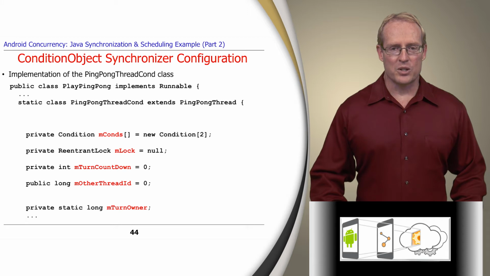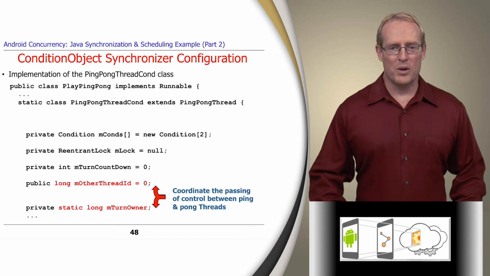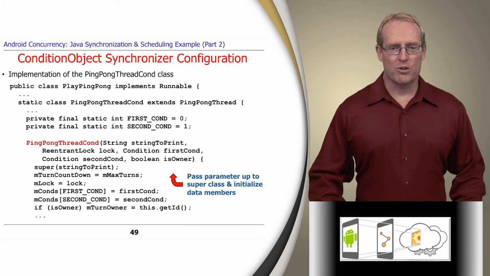These data members include a 2-element array of Java conditions that are used together with a reentrant lock to schedule the order in which its acquire and release hook methods consecutively print ping or pong in the superclass's run template method during a turn. Two other data members keep track of the thread identifiers that coordinate the passing of control between the ping and pong threads. The constructor of PingPongThreadCond initializes all these data members with the parameters passed to it.